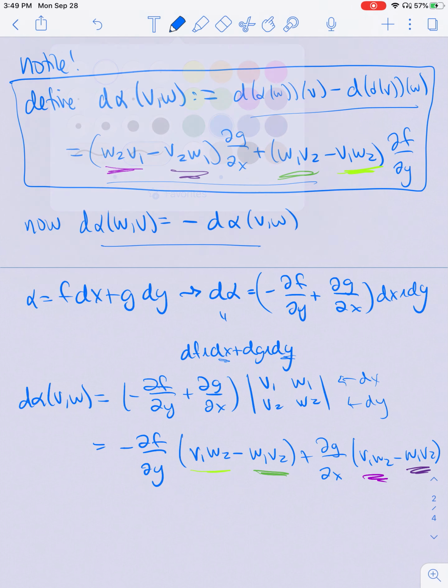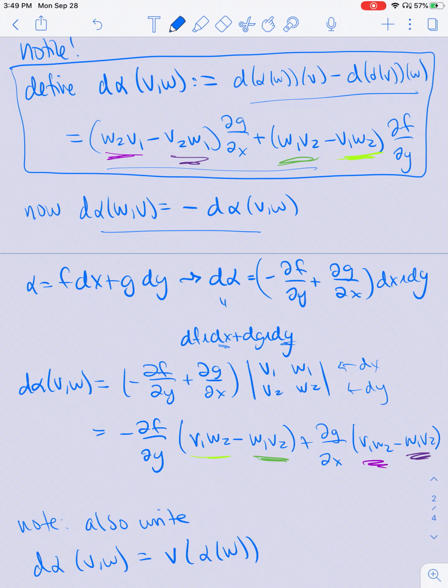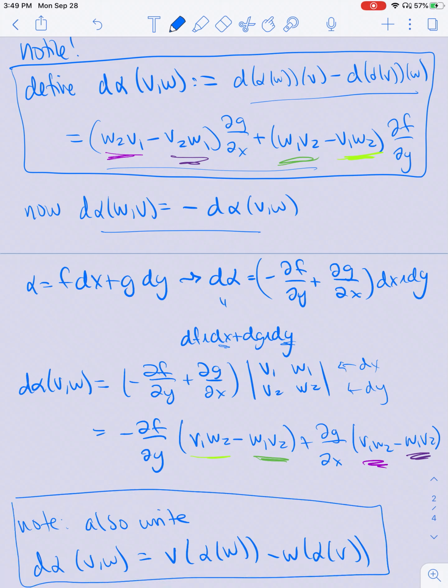And then finally, we'd like to know how to extend this formula in general. Oh, and then maybe one thing to note, I can also write d alpha applied to v, w is equal to v applied to alpha applied to w, minus w applied to alpha applied to v. So it might be a slightly nicer way to write it down. And I'd like a general formula. Your book explains the general formula pretty well.